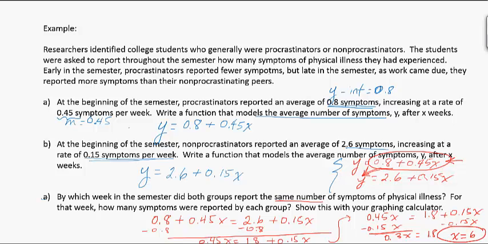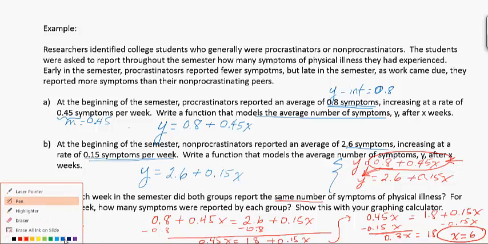And if you recall, x is the number of weeks. So by which week in the semester did both groups report the same number? They reported the same number in week 6. And how many symptoms were reported by each group?